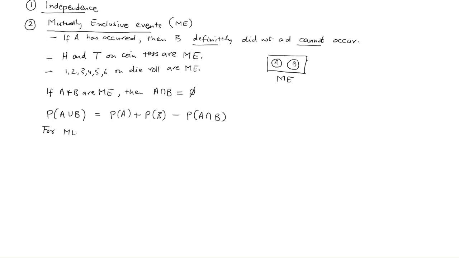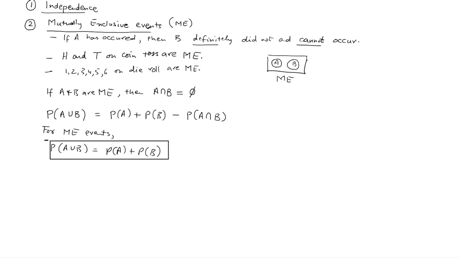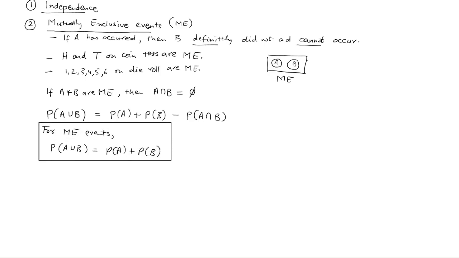A intersection B will also become 0, so we will neglect it. Exactly. For mutually exclusive events, probability of A union B will be equal to probability of A plus probability of B minus probability of an empty event, and probability of an empty event is 0. So it's just probability of A plus probability of B. So this is something that we're going to use now.